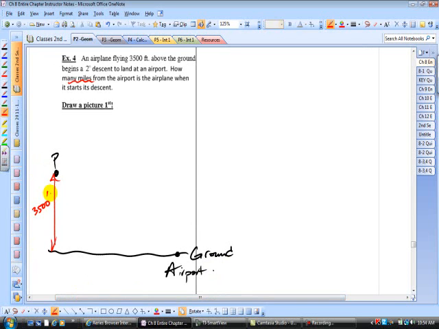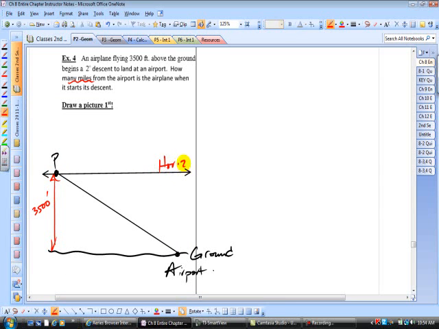Now, 2 degrees, if you draw it to scale, would be kind of difficult because you wouldn't be able to do it on this piece of paper, since a 2-degree angle is very, very small. And if you don't know what I'm talking about, let me just show you right here. If I draw a segment from the plane to the airport and then also draw the horizontal from the plane, here's the horizontal.